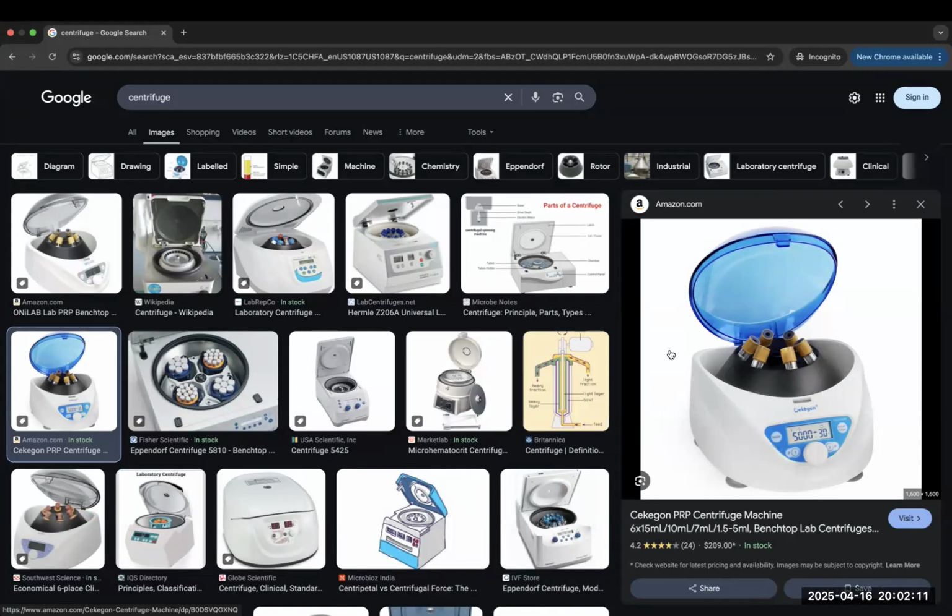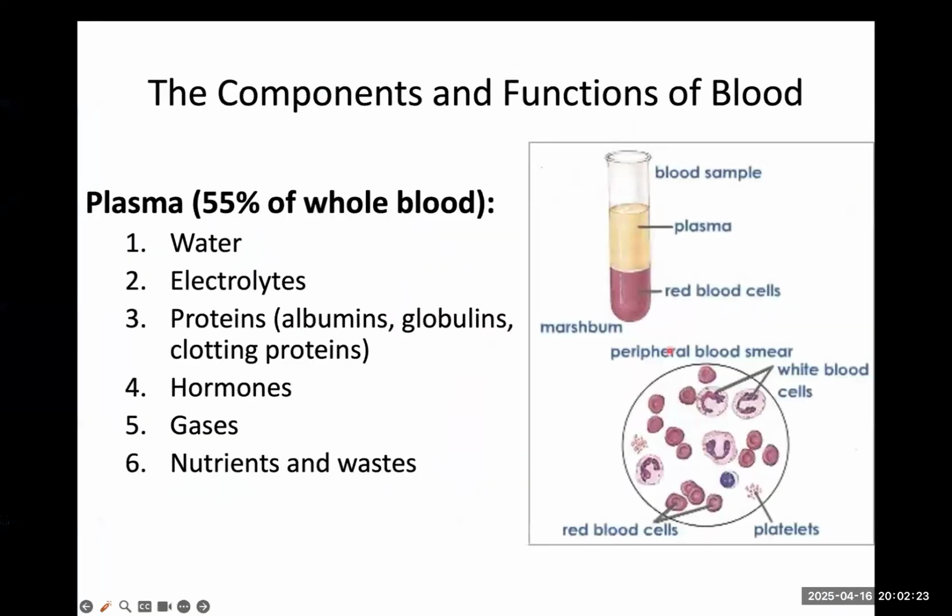And the spin cycle is like your washing machine, and it's going to spin it very fast, and it's going to move the very heavy stuff to the bottom, and the light stuff is going to stay on top. And usually the red blood cells and the white blood cells end up being a tiny little pellet down here. And this diagram here is basically illustrating that if you pull the solids down, this is what you're going to have.